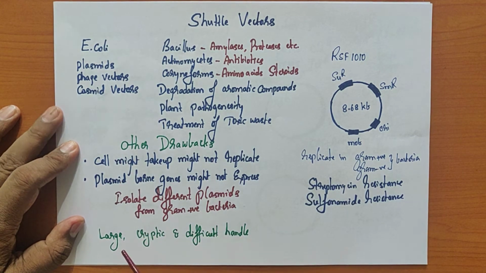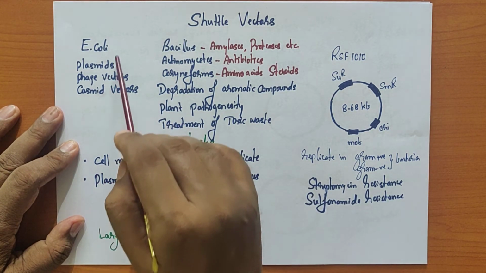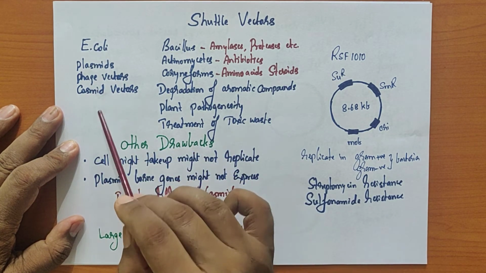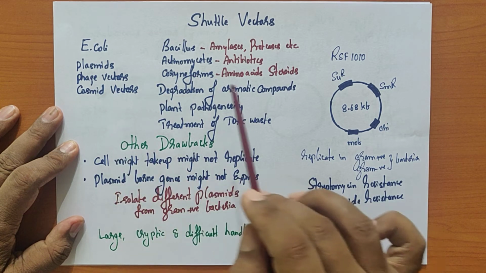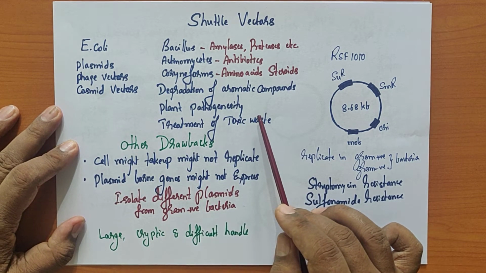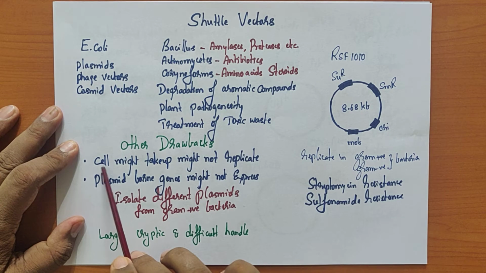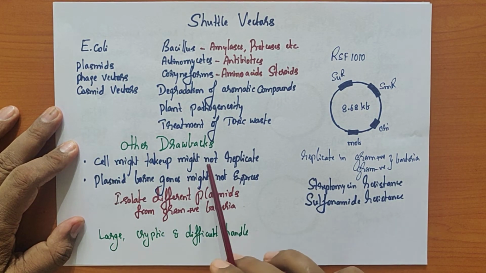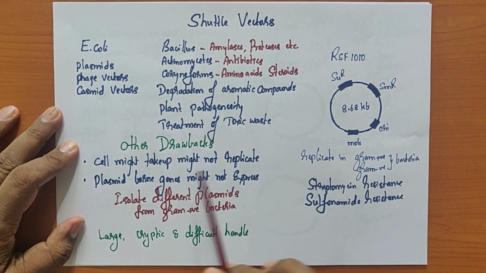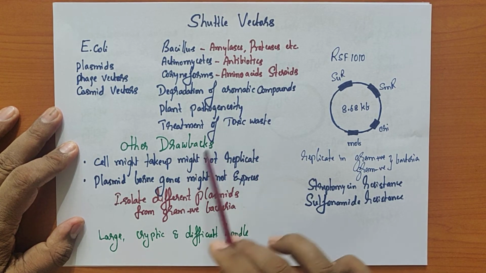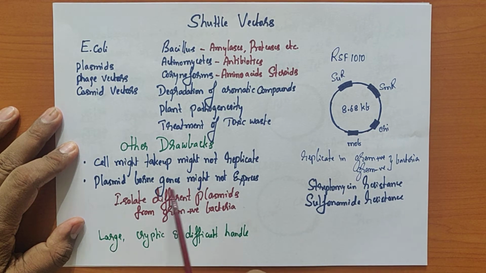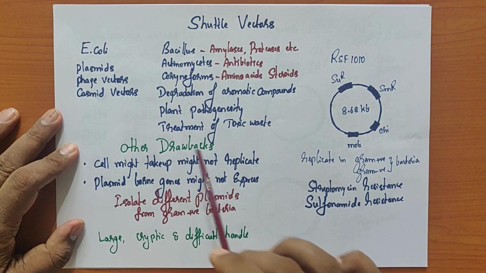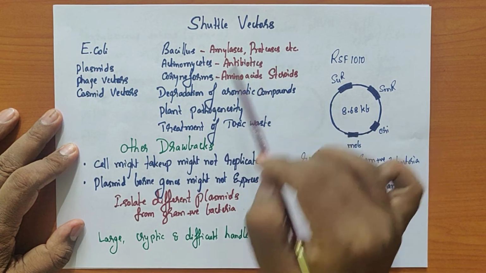The other drawback is that, for example, we have done extensive work in the case of E. coli, then we take this plasmid, whatever modification we have done. Then when we introduce it into another suitable host required for the fermentation, one is that the host might not take up the plasmid DNA. Even if it takes it up, it might not replicate. Even if it takes it up and replicates, the plasmid-borne genes might not express, isn't it? So these are all the different drawbacks from one host to another host.